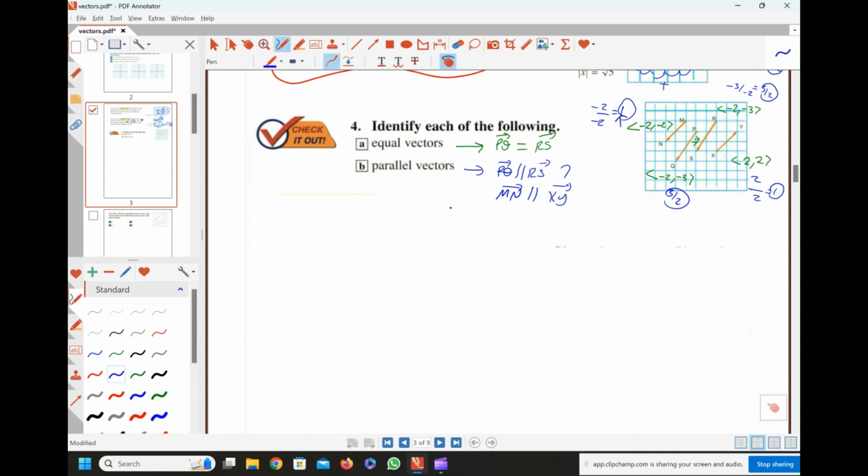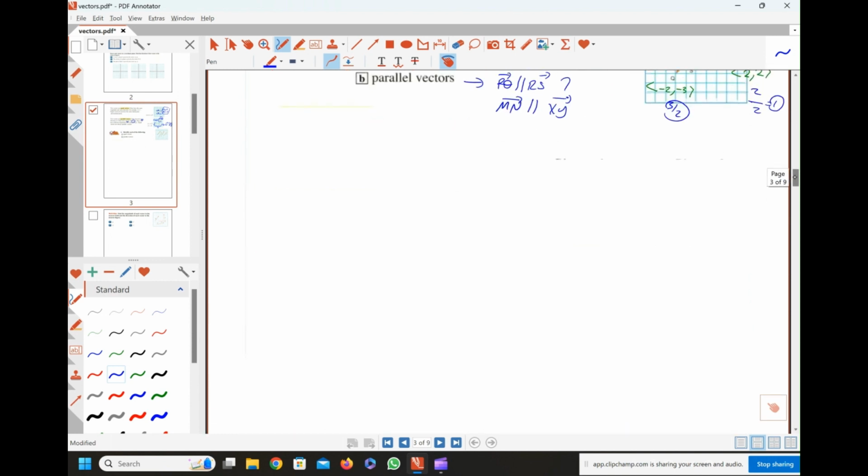So we had a lot of questions about equal and parallel vectors in the book. We have a lot of exercise questions. You can practice them. Those were how we figure out parallel and equal vectors. We have one more topic that I need to mention: resultant vector.